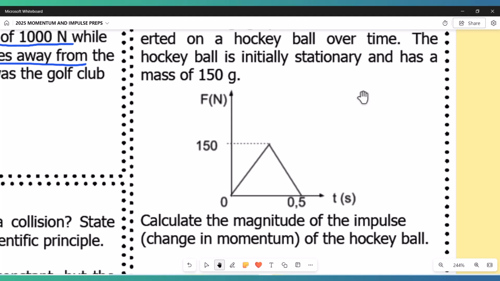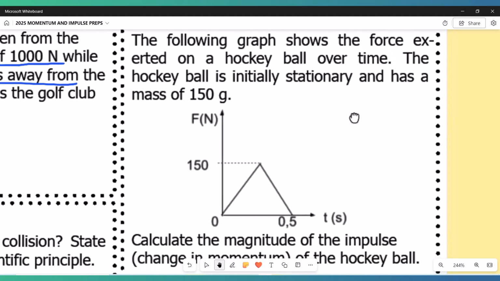I repeat. The question says that the following graph shows the force exerted on a hockey ball over time. The hockey ball is initially stationary and has a mass of 150 grams. What do you have on the y-axis? This is force in newtons. What about here? Time in seconds. They say calculate what? The magnitude of the impulse. That's the momentum of the hockey ball.